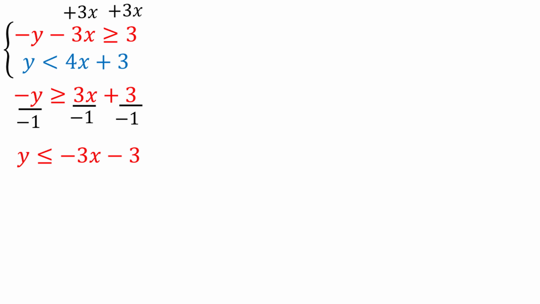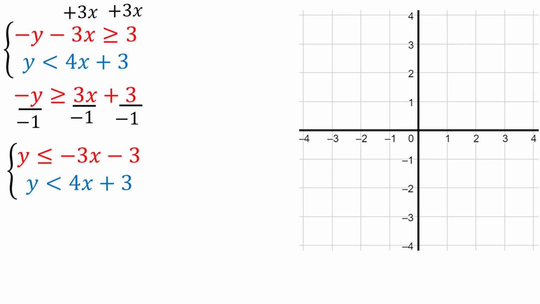So our two inequalities are y is less than or equal to negative 3x minus 3 and y is less than 4x plus 3. We want to know what values for x and y satisfy both inequalities. Most likely, there will be more than one value. Start by simply graphing the two lines.